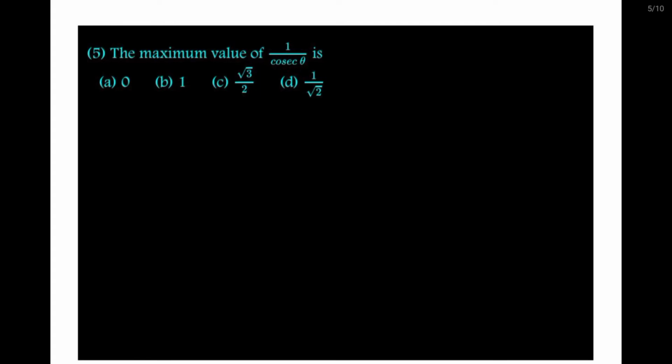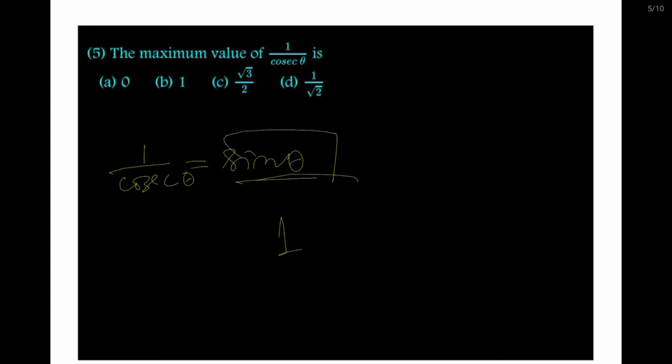The maximum value of 1 by cosec theta. We know that 1 by cosec theta is equal to sin theta, since sin theta is the inverse of cosec theta. So we need to write sin theta's maximum value, and it is nothing but 1. So do not make it weird. This is 1, sin theta's maximum value.